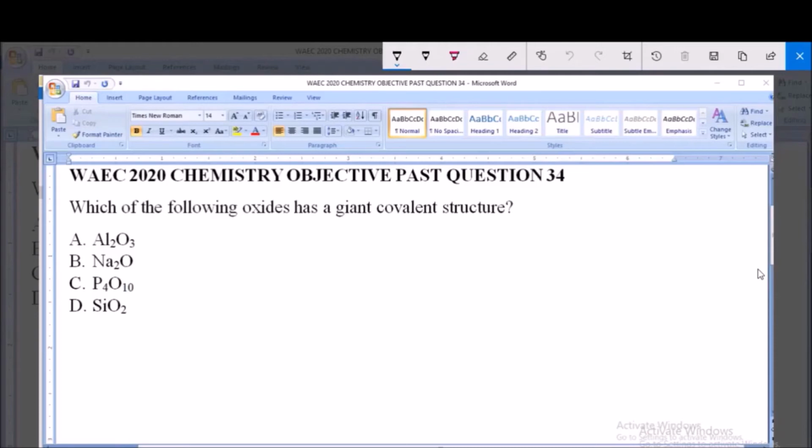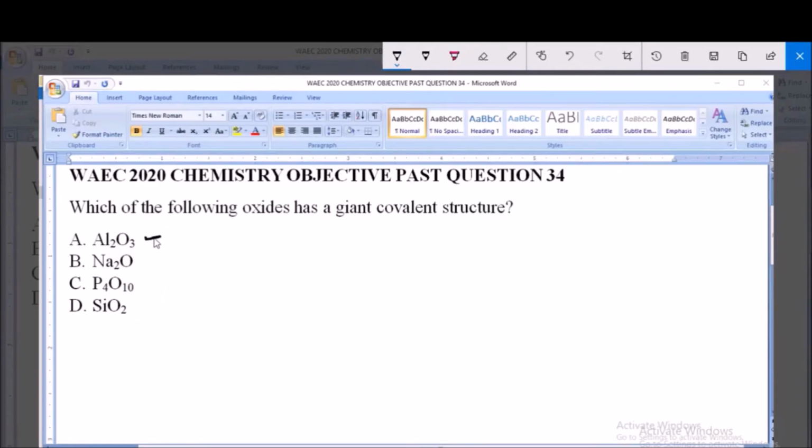Which of the following oxides has a giant covalent structure? A. Aluminium oxide, B. Sodium oxide, C. Phosphorus pentoxide, D. Silicon 4 oxide. This is silicon 4 oxide.